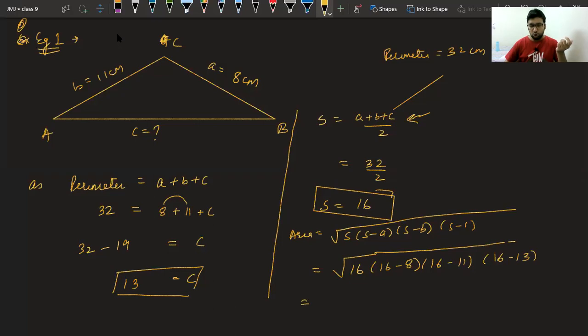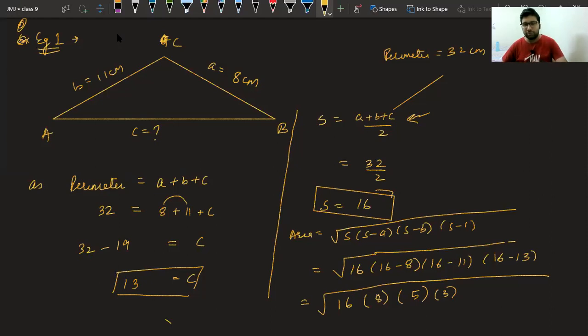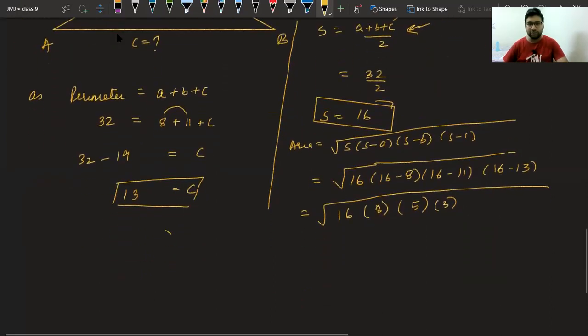Now, don't multiply this, Moksha. No need to multiply these. Just write them as they are in multiplication form. I have told you, try to work smartly. 16 minus 8 is 8. 16 minus 11 is 5. 16 minus 13 is 3. So class, we have to check which numbers will come outside the square root. No need to multiply. We will just try to write these numbers as their prime factors.